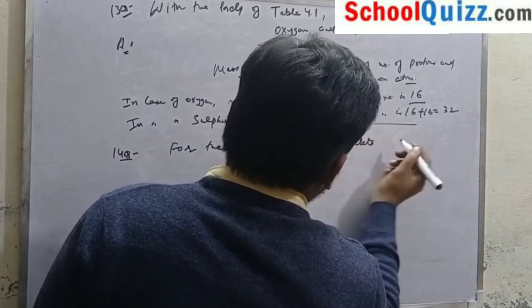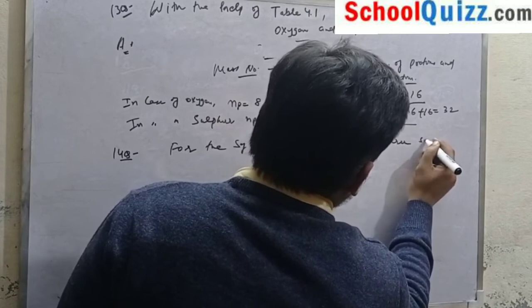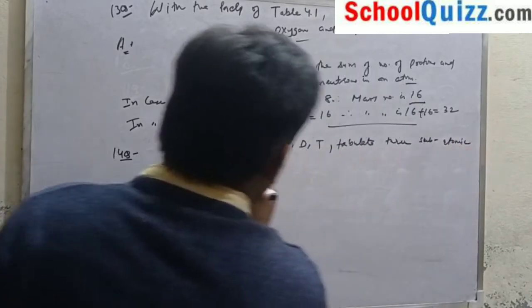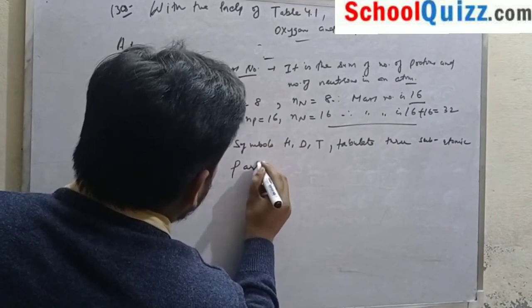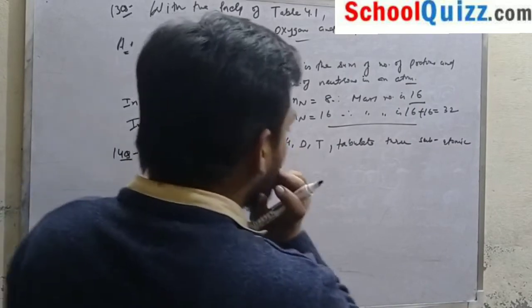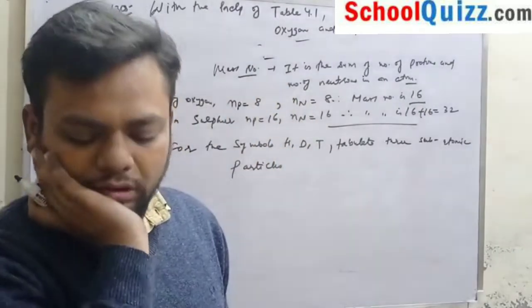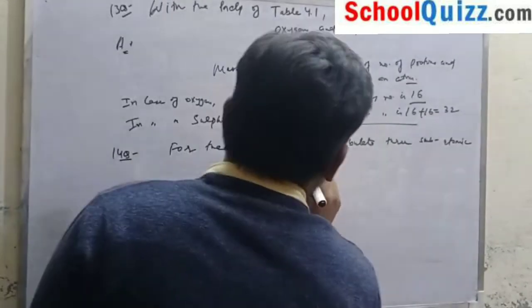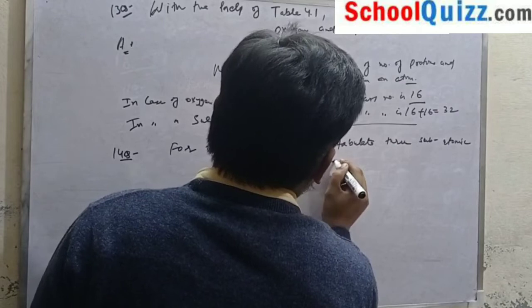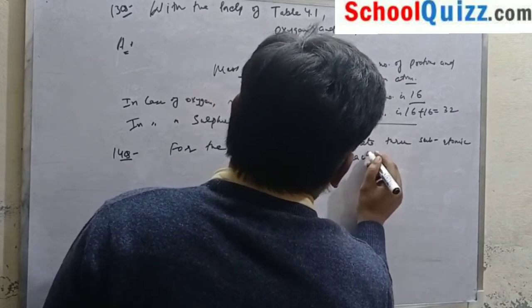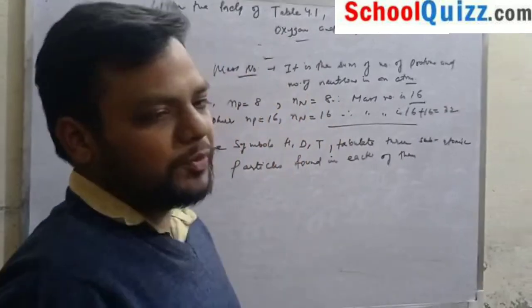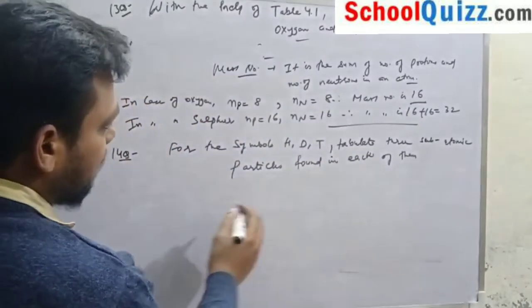Tabulate three subatomic particles. As we know, the three subatomic particles are electron, proton, and neutron. Particles found in each of them. Very easy question, students. So students, you pause my video and solve that question.